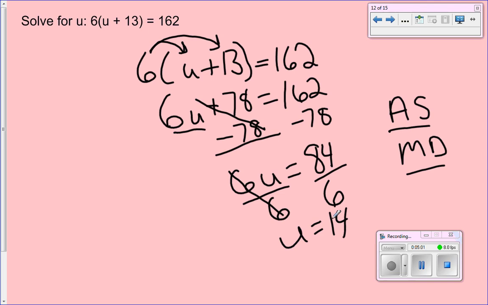And there we go. So it took a little work at the beginning to make sure I put all like terms together. In this case, I had to distribute that 6 to the 2 terms in the parentheses. And then when I took my time and showed all of my steps moving down, I end up with u equals 14.